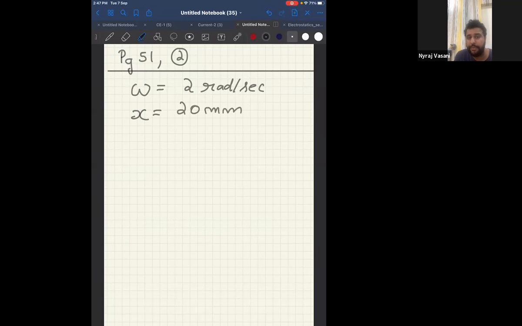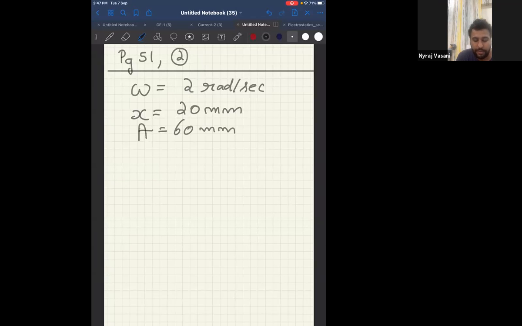Now, ideally, listen to me. Ideally, I should convert the displacement into meter. But if you look at the options, all options are kept in millimeter itself. Therefore, even I will keep my displacement in millimeter itself. And what is the velocity of a body at 20 millimeter displacement when the amplitude of the motion is 60 millimeter? So I will not convert millimeter to meter. I hope you understood why.